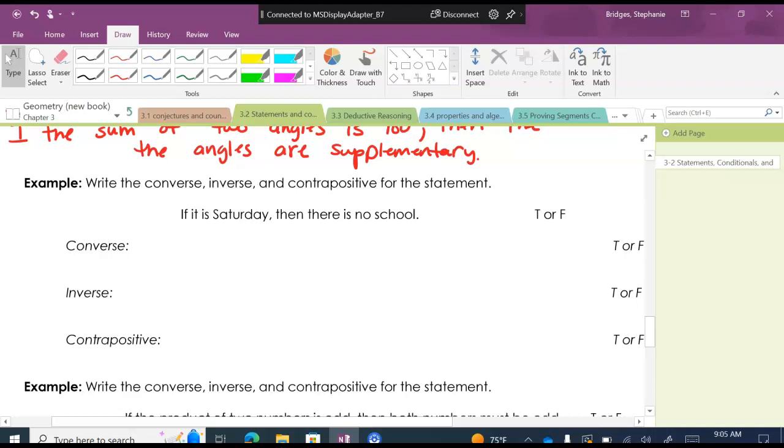What I want to say first, is that true or false? It's true. There's no official school on Saturdays, right? So if it is Saturday, then there is no school. So that statement is true. So just circle your little T over there.